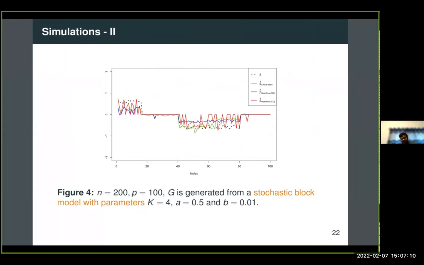I do the same thing. I generate data from this model. My Y is coming from the linear model. Beta is again supported on group 1 and group 3. Here you see that the performance is not very good for all three methods. Here it's actually quite a dense stochastic block model. The within group connection probability is 0.5. The between group connection probability is 0.01. So it's very well separated, but still it's having a lot of trouble in finding the correct signal.